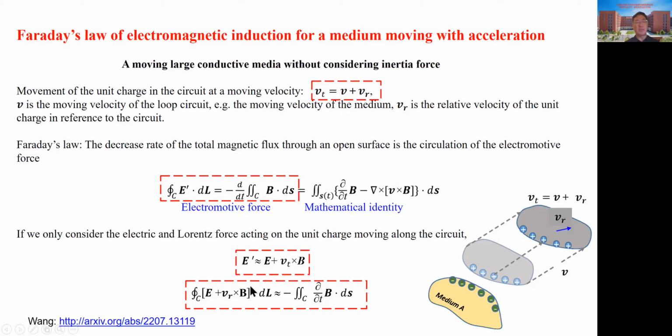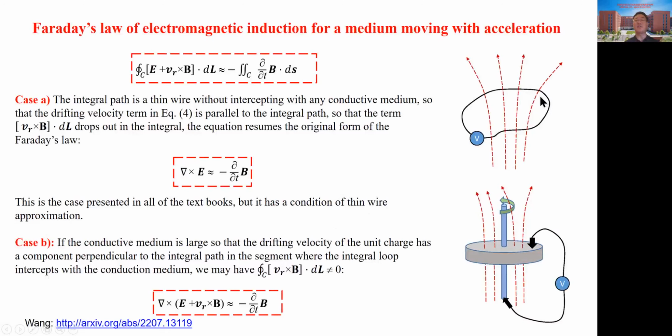See which one this will contribute to. Okay, now let's take the first case. If you have a thin circuit, the point charge moves along the circuit. If the relative velocity v_r is parallel to the circuit element dl, this term is absolutely zero and drops out. So this term drops out in the integral, then you can use Stokes' theorem, and you receive the standard format of the differential equation here. So in the thin wire approximation, Faraday's law is correct. Faraday's law, the differential equation, is correct.